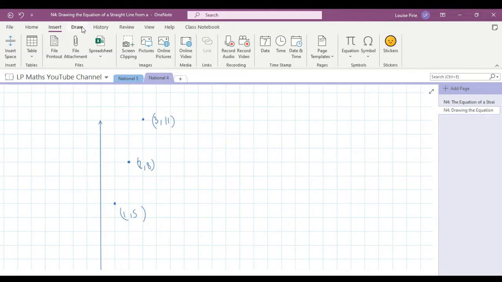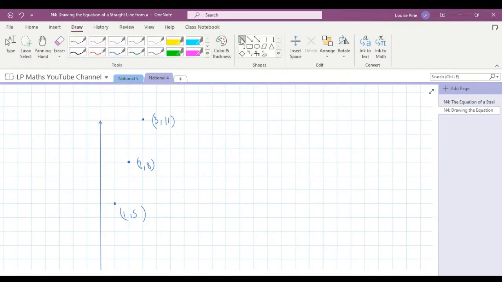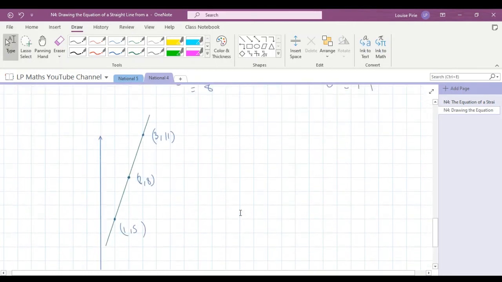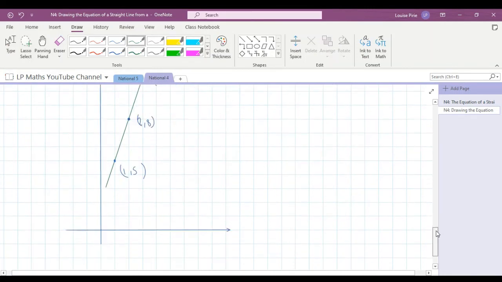Last thing I need to do is to draw a connecting line between all of these points. I will do that just now. What I would advise you do in questions like these is go a wee bit beyond your first and your last point that you've specified, because lines do go on infinitely. There we are. So that is your line y is equal to 3x plus 2. I'm just going to label the axes so it's really clear.